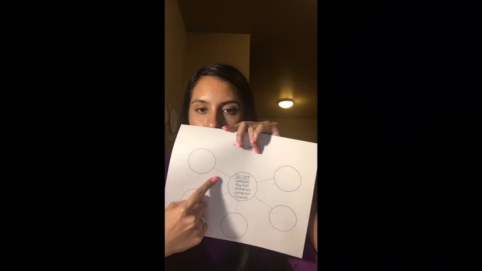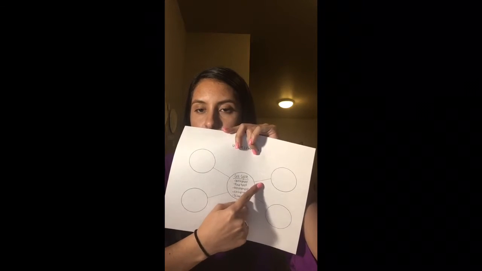I have only given you these terms, I haven't defined them. So the next part of the strategy is that you are going to partner up with someone else and you are going to come up with questions that are related to the cell cycle. And you are going to write them on these lines that connect to the middle circle.